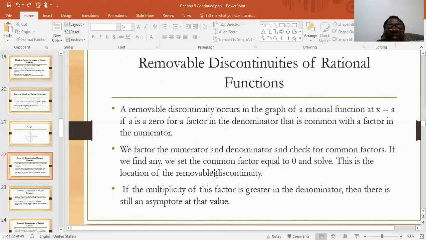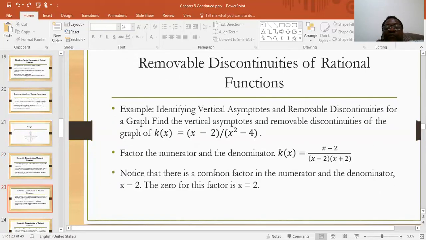Removable discontinuities are those points that make both numerator and denominator 0 and could be simplified to actually obtain a value which is not infinity. Example, if we have a function k of x equals (x minus 2) over (x squared minus 4), then we will see that both numerator and denominator are 0 at x equals 2. If we simplify the common factors, we will have k of x equals 1 over x plus 2.